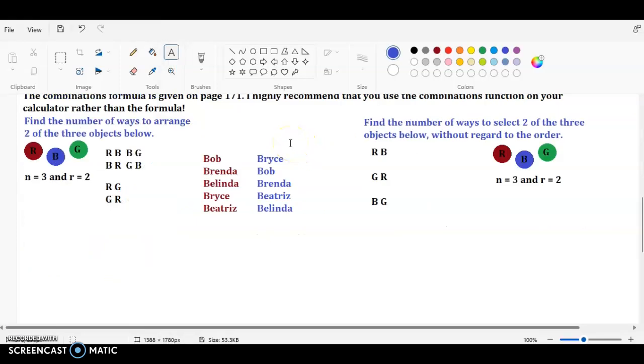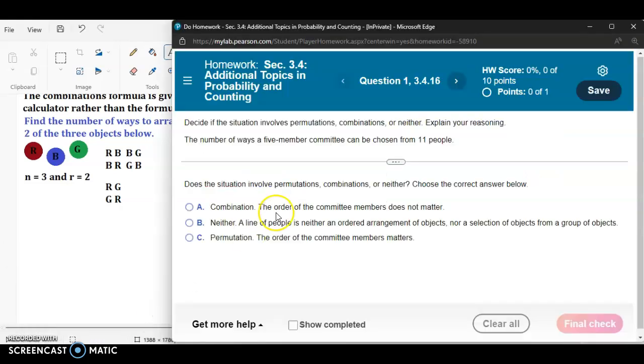Okay, so now that we understand the difference between permutations and combinations, let's look at some homework. Question 1 in section 3.4 says to decide if the situation involves permutations, combinations, or neither, and then explain your reasoning. It says the number of ways a five-member committee can be chosen from 11 people. Based on that description, we need to decide whether that's a permutation, combination, or neither. If the order in which the people on the committee are selected matters, then it would be a permutation. If not, it would be a combination.